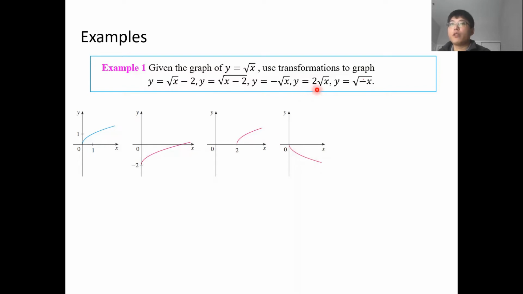For the fourth one, you need to rescale, or actually stretch, the graph vertically by a factor of 2. So that's what you will obtain. So just stretch it out vertically by a factor of 2.